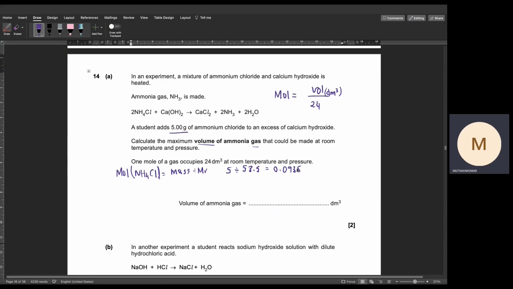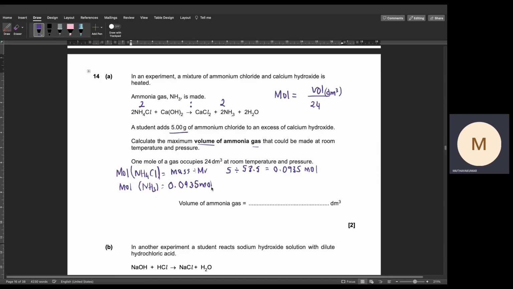We are interested in working out the moles of ammonia, and we can see that the molar ratio of ammonium chloride to ammonia is 2:2, which is 1:1. So the moles of ammonium chloride used is equal to the moles of ammonia gas made. So this tells us that the moles of ammonia is also 0.0935. So now we have our moles of ammonia.